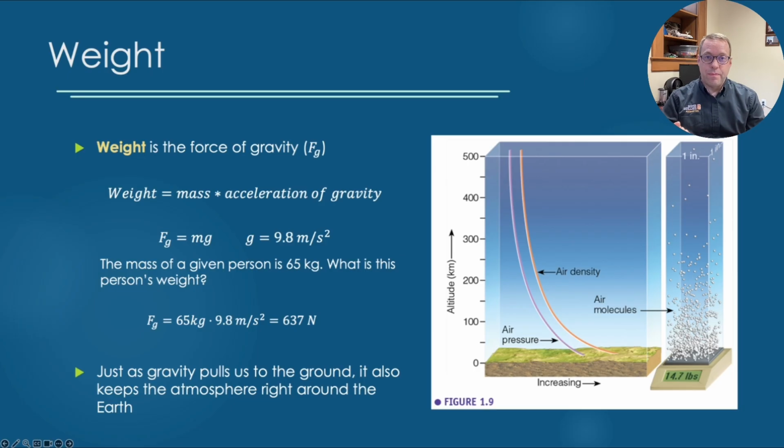Now, here's the thing. Gravity works on us. It pulls us down, keeps us on the surface of the Earth. It also pulls down all the gases that are up there in the atmosphere. Yes, they're up there, they're floating, but gravity is still pulling them down, and that keeps the atmosphere around the Earth. If it weren't for gravity, the atmosphere would have disappeared a long time ago. So gravity is what keeps the atmosphere close to the Earth.